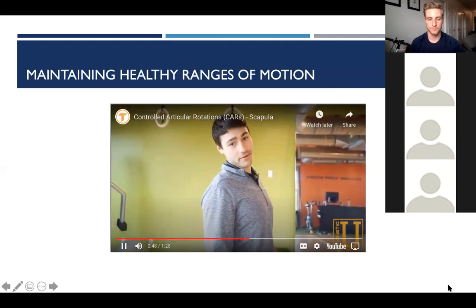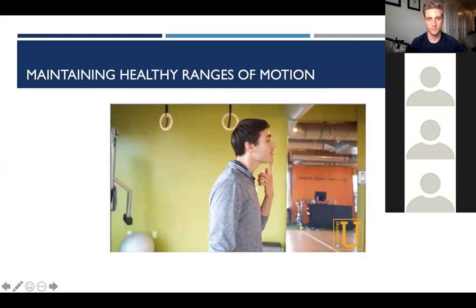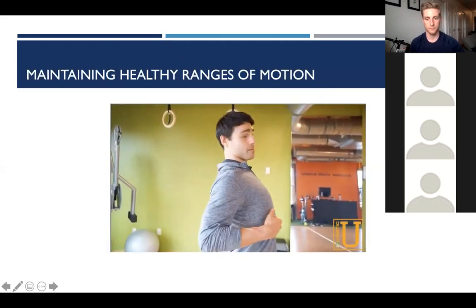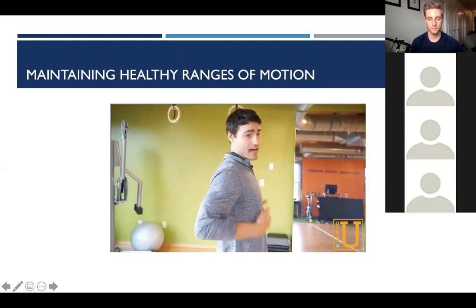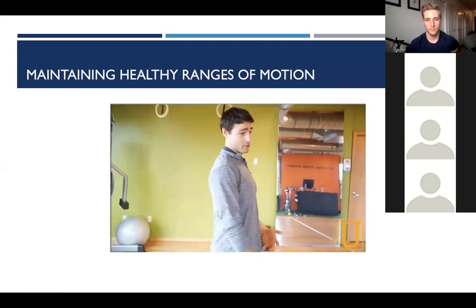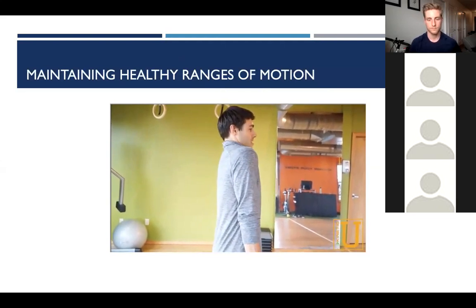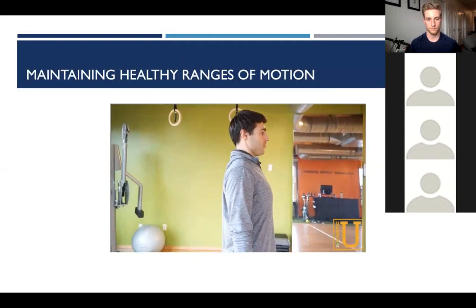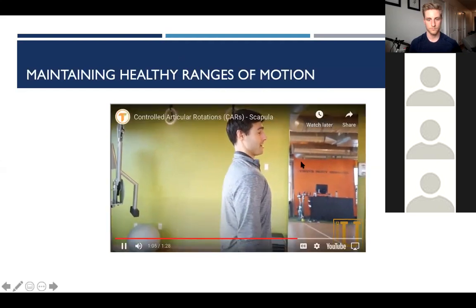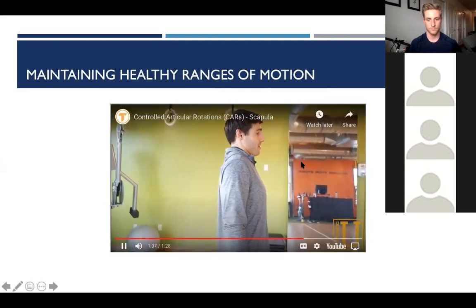Common compensations that we see, the head might want to come forward. Don't let that happen. The ribs might want to elevate up. Again, don't let that happen. And the elbows might want to bend. So we're trying to keep all those three things from happening as we perform this motion as slowly and as controlled as we can. You want to go both that way and then reverse the movement as well.